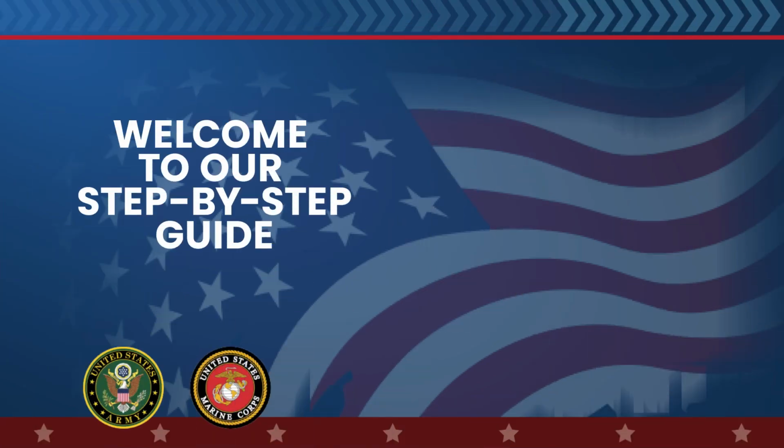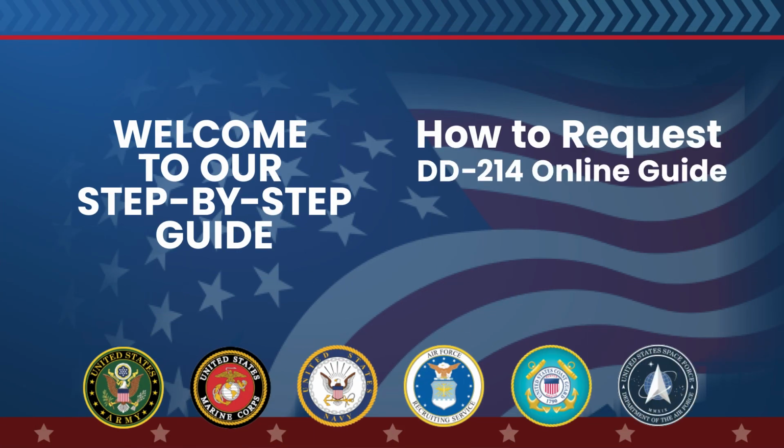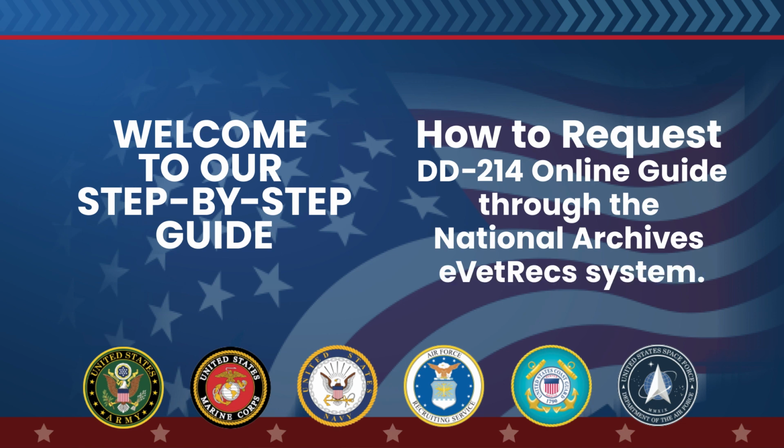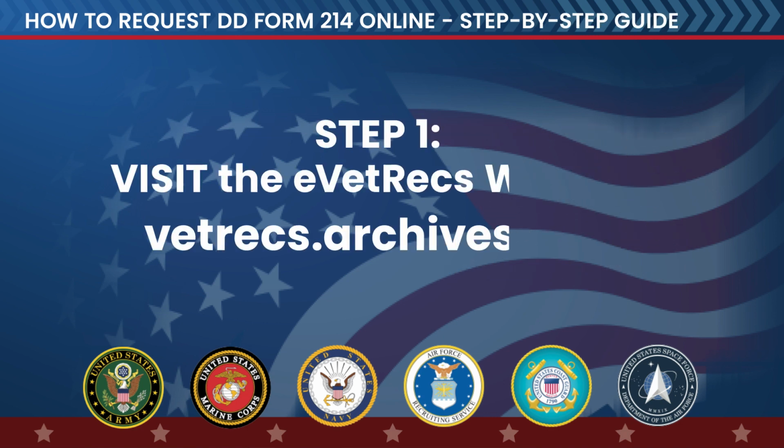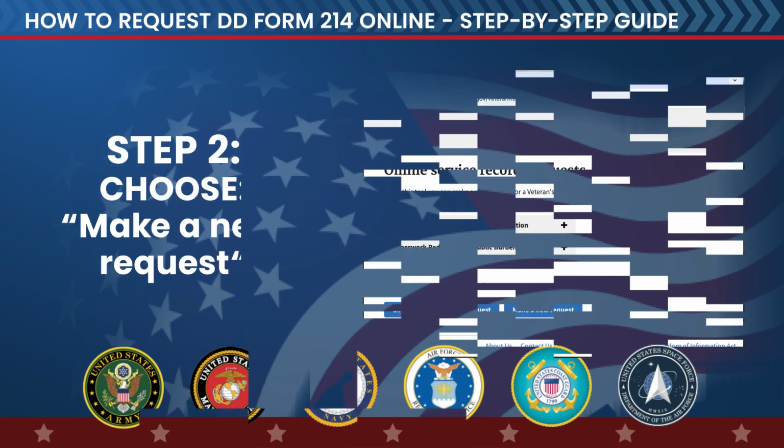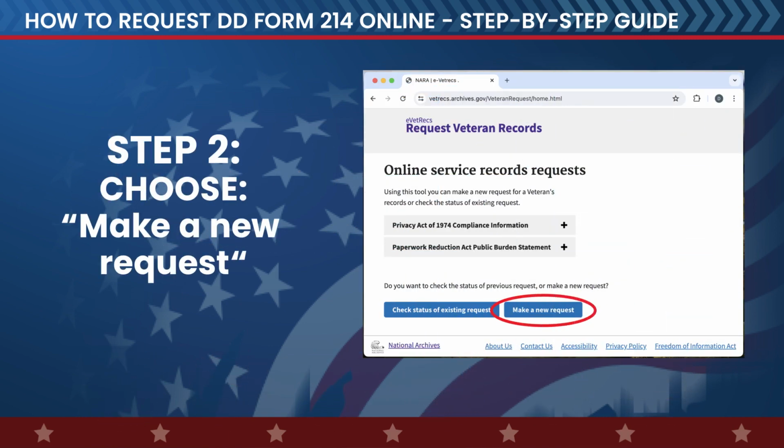Welcome to our step-by-step guide on how to request your DD214 online through the National Archives eVetRecs system. Step 1. Visit the eVetRecs website. Start by going to vetrecs.archives.gov. Step 2. Choose Make New Request.